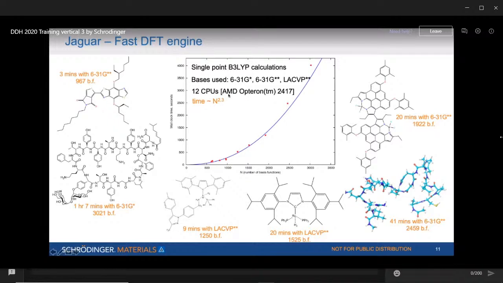So yeah, the time taken scales as 10 to the power 2.3, which basically means that as the number of atoms increases, the time is going to increase, but it's not going to increase linearly or exponentially. There is a scale-up. So with the number of CPUs, we really can do quick calculations for bigger molecules also with Jaguar.